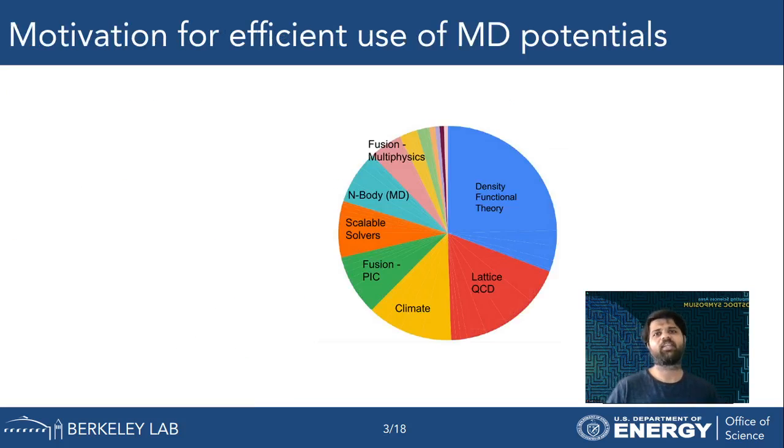So why do we really care about these MD potentials and why do we really need efficient usage? Just to give you a brief idea, this pie chart shows the total workload of NERSC, which is where I work. And you can see that the n-body simulations form a not insignificant part of the whole chunk. So if we make these more efficient, we'll be getting a better return on our computational investment.